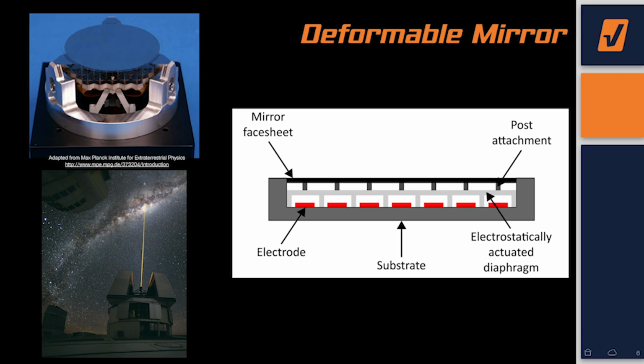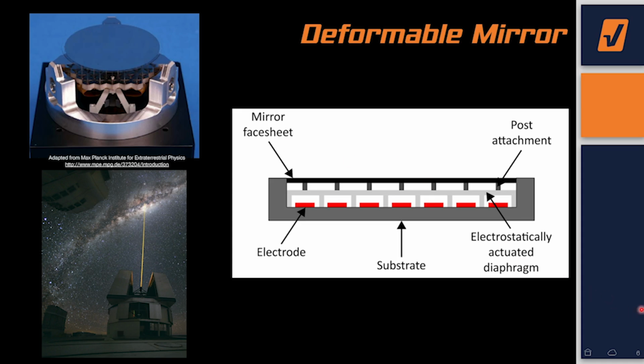And to achieve this, we use deformable mirrors, which consist of a reflective membrane, which can be used to modulate the wavefront of a laser beam. Actually, the concept is adapted from astronomy here. You see here one of those larger deformable mirrors that are used in telescopes. And they are used to correct for atmospheric interferences.